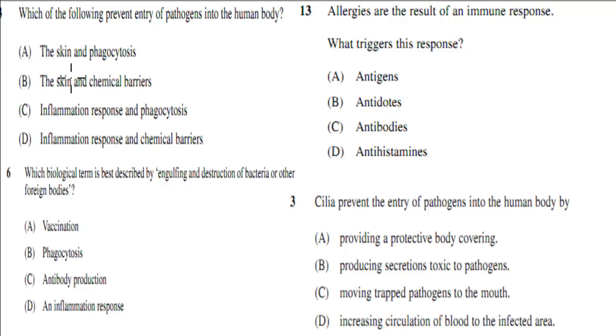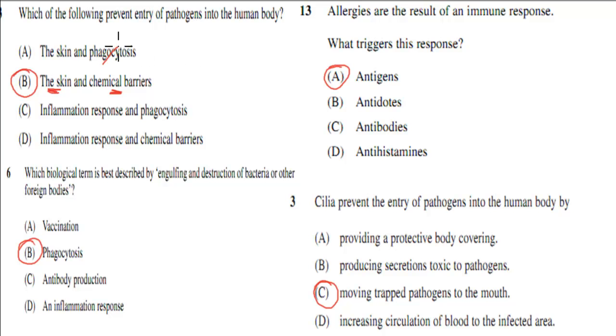Welcome back. In this case, the first one was B. We've got phagocytosis, also B for the next one. We've got the antigens for A, and we have moving trapped pathogens to the mouth for C. So in this case, the reason why this was correct is because the skin is a barrier and chemical barriers are also a barrier to the entry of the human body.